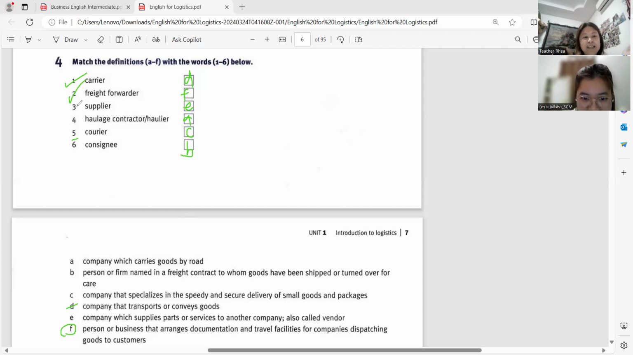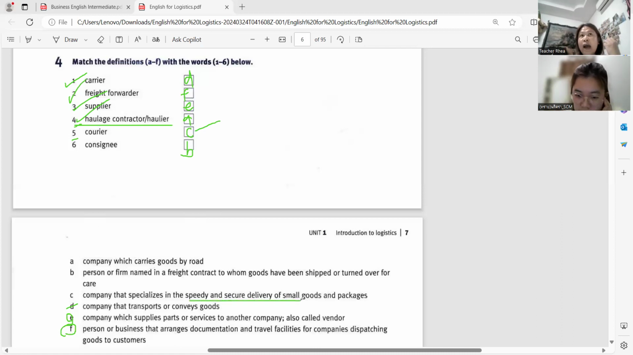Number 3 is the supplier. Your answer is the one that supplies, right? The one that supplies parts or services to another. Number 4, haulage contractor and haulier, right? The haulier. So your answer was letter A. Right, letter A. Company which carries goods by road. Yes, the haulage contractor. And number 5, courier. It's letter C. Yes, the courier, the speedy and secure delivery.